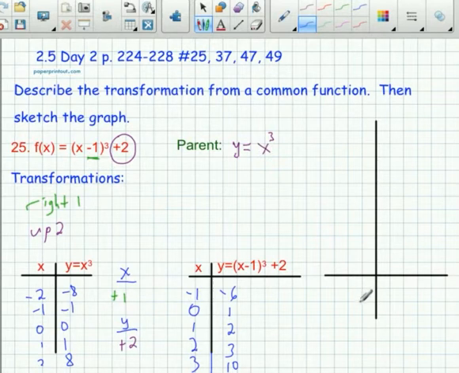So (negative 1, negative 6), (0, 1), (1, 2), (2, 3), and (3, 10). So this is my function f of x. And I can connect those with a smooth curve.